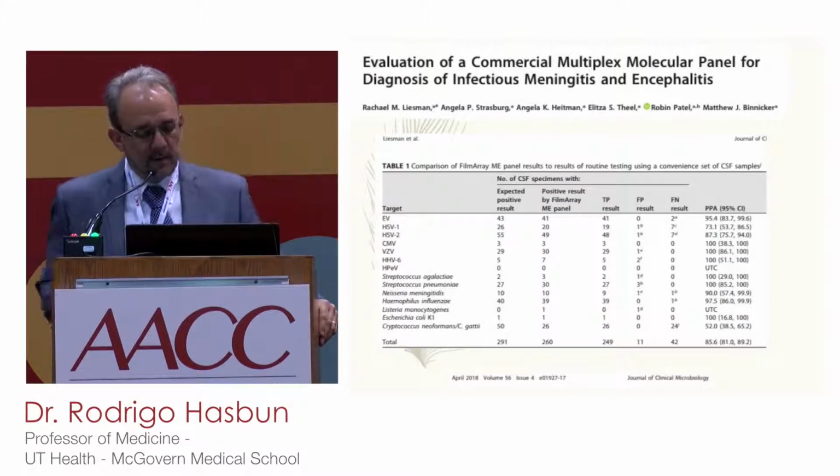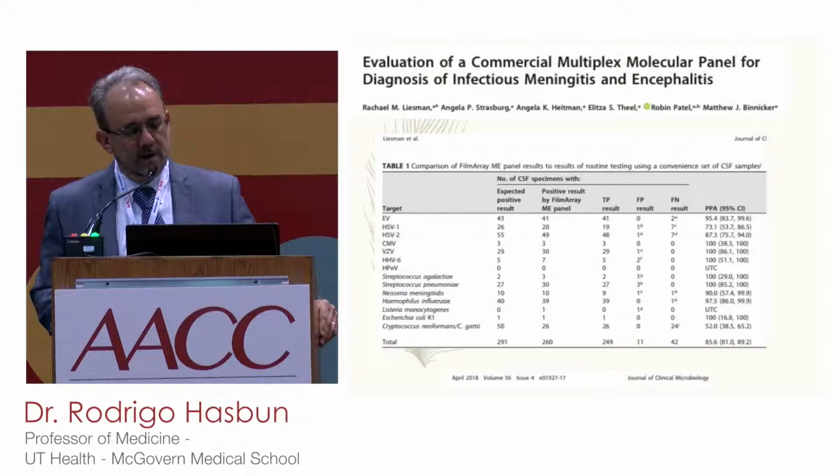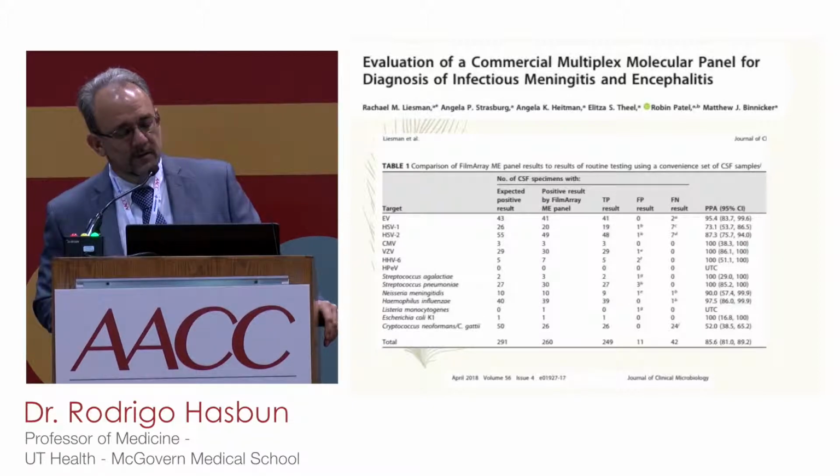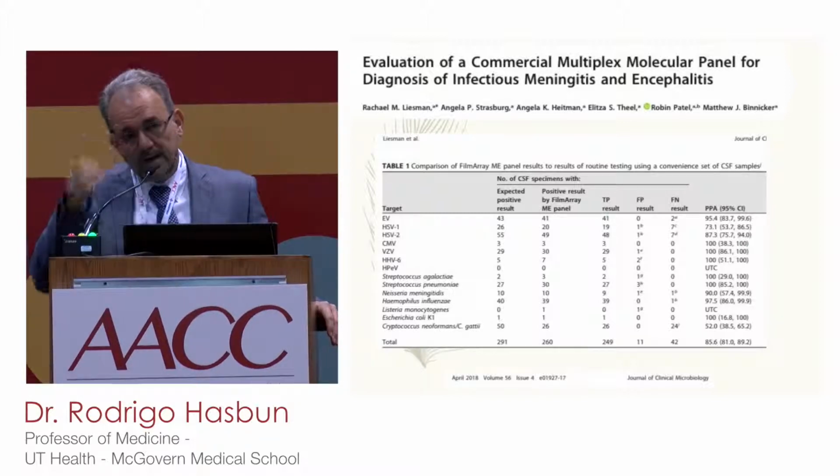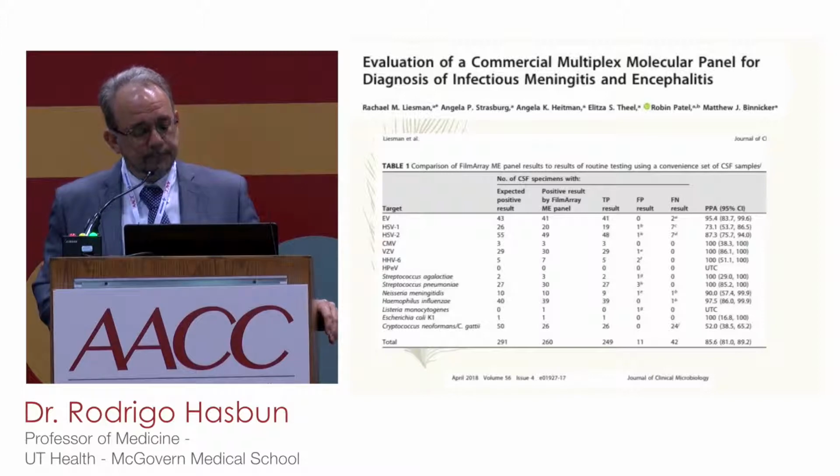This is a study published this year as well, just looking at how the panel is doing in a very large group of samples. They had over 200 patients, and here's the result. Here's what the panel detected. So you can see the true positives, false positives, and the percent agreement. Overall, the percent agreement was good, except for Cryptococcus. You can see here they had 50 cases where they basically missed 24 of them. So around 50% were false negative. For some reason in this study they did not pick up crypto.